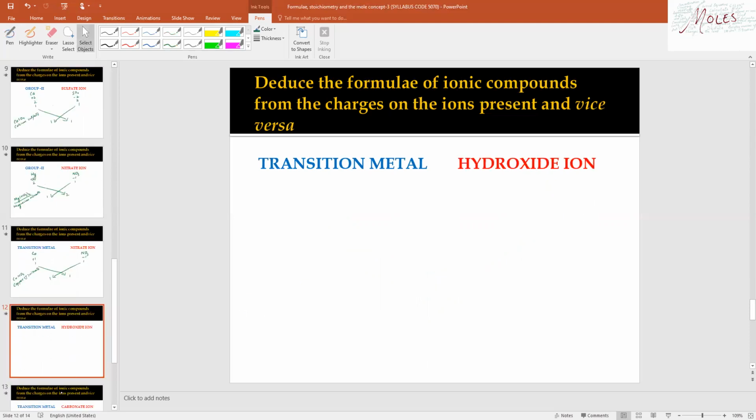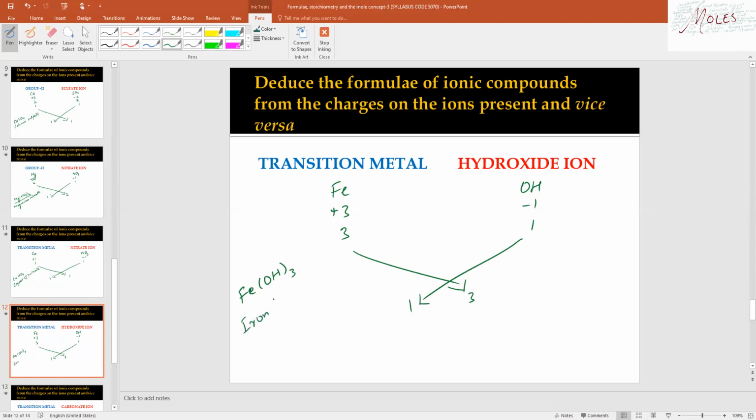The formula of iron 3 hydroxide will be Fe(OH)3. Iron +3, OH we know it's -1. Subscript will be swapped. Name will be iron 3 hydroxide.